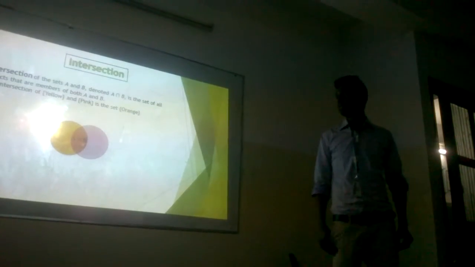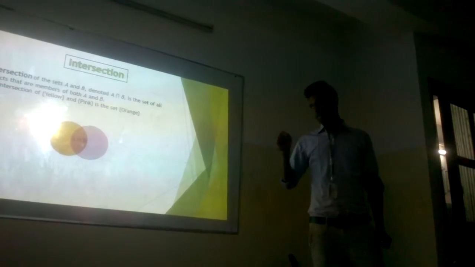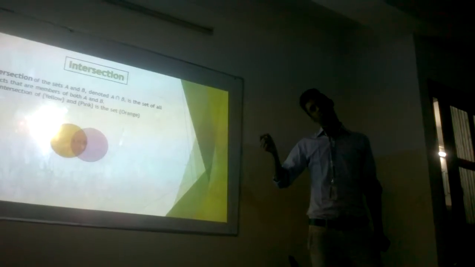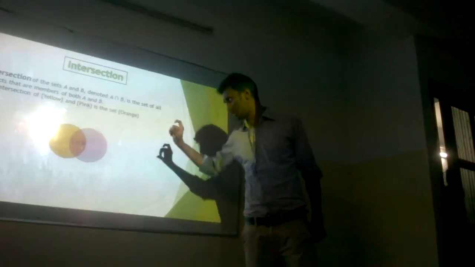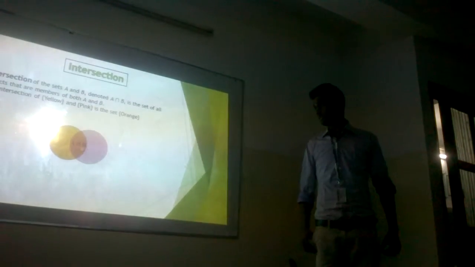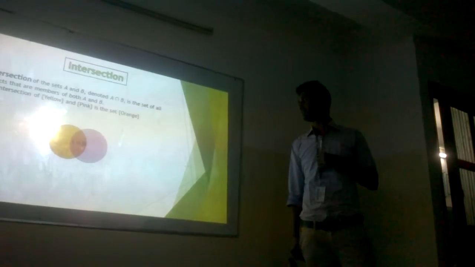Intersection means the elements that belong to both sets A and B. You can see the orange. This orange part is the intersection of A and B.